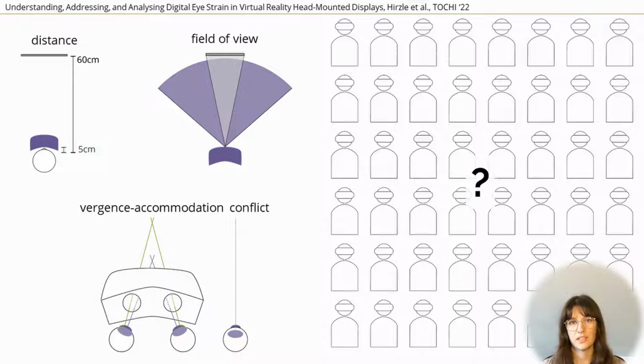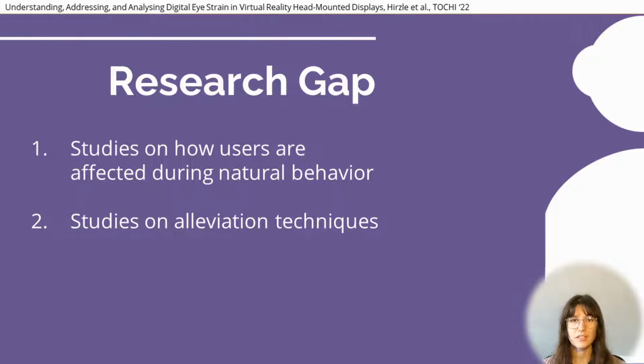There is some research on DS in VR HMDs. However, this mostly concentrates on the comparison of symptoms between desktop users and VR HMD users and has mainly been conducted in lab studies. So we don't really know how users at home are affected by the problem. This leads me to our research gap. So this consists of two parts. First, studies on how users are affected by DS in the natural usage behavior at home are currently missing. And second, studies on alleviation or solution techniques are also missing, and we really have to think about how to develop solutions to this problem.